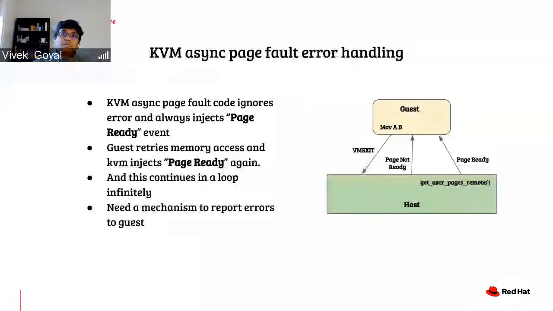When the guest accesses that page, we take a VM exit, and let's say we do a get_user_pages_remote, and it returns an error code, let's say EFAULT. But currently KVM doesn't pass that error code. And upon the return, it injects a page ready event into the guest. The guest thinks, looks like the page is ready, let me retry the instruction. It retries, again we take a VM exit, and the same loop continues. We again inject the page ready event, and this loop just continues infinitely. So basically, if asynchronous page faults are enabled and the host cannot resolve the page fault because the file got truncated, we just get into an infinite loop.